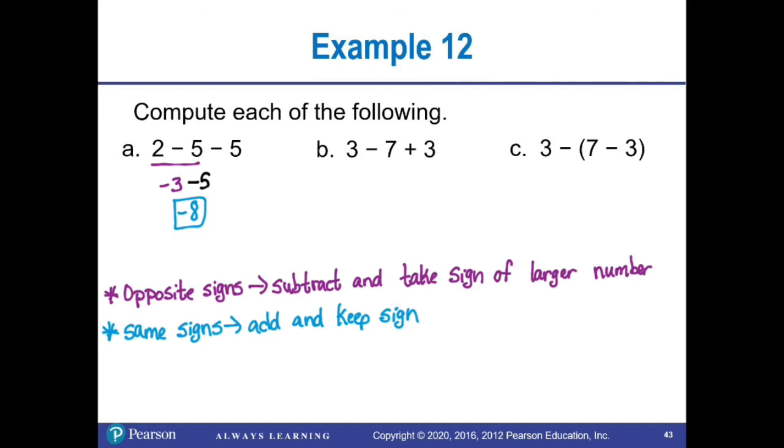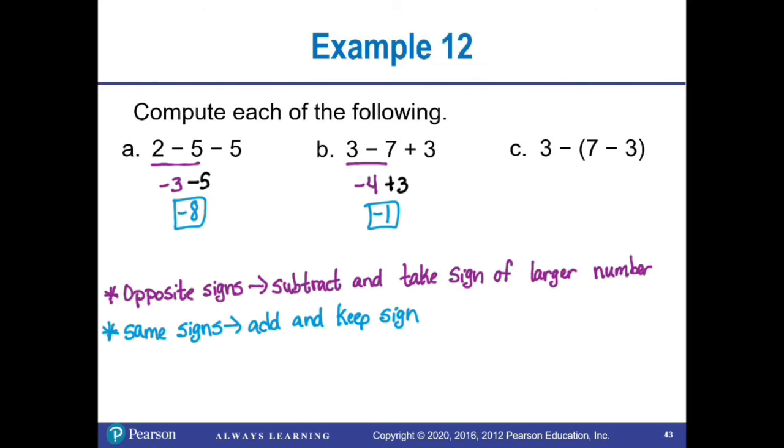In part B, 3 minus 7 is -4. These have opposite signs, so I subtract my numbers. 7 minus 3 is 4, and I take the sign of the larger number. 7 is the larger number, so I kept that negative sign. Bring down the plus 3. Again, these have opposite signs, so I subtract. 4 minus 3 is 1, and I take the sign of the larger number. 4 is the larger number, and so I keep that negative sign.